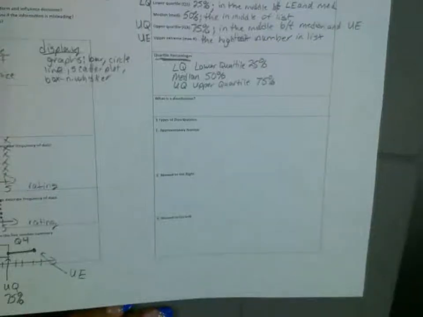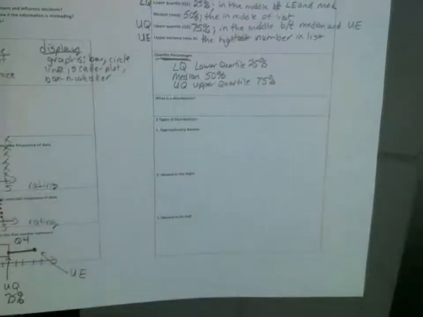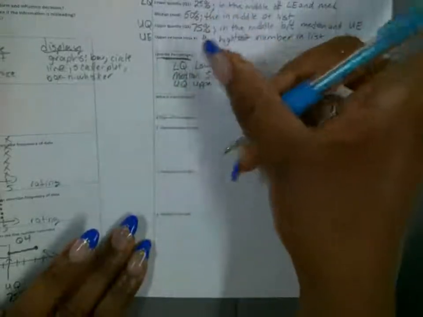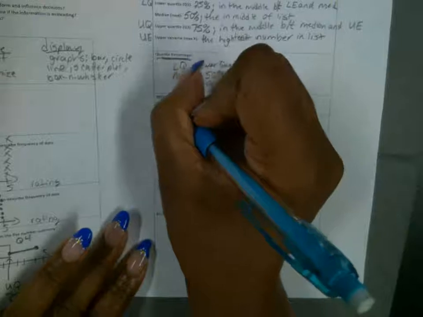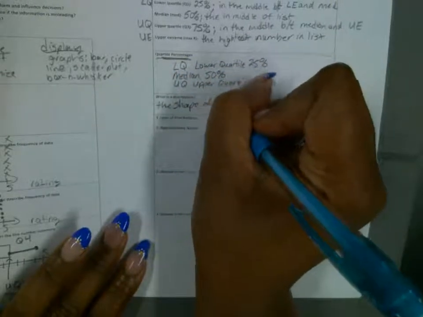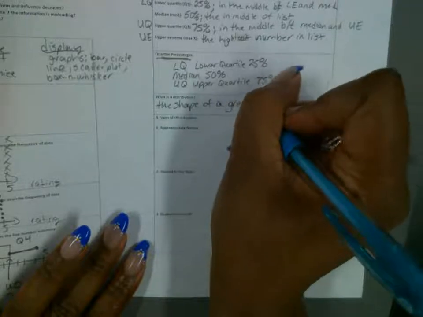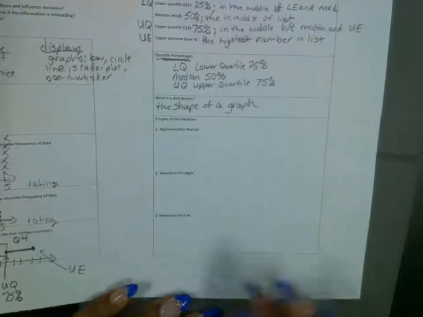Okay. The distribution is the shape of a graph, either on a line plot or a dot plot, but it is how numbers are distributed. It's the shape of a graph. The shape of a graph.